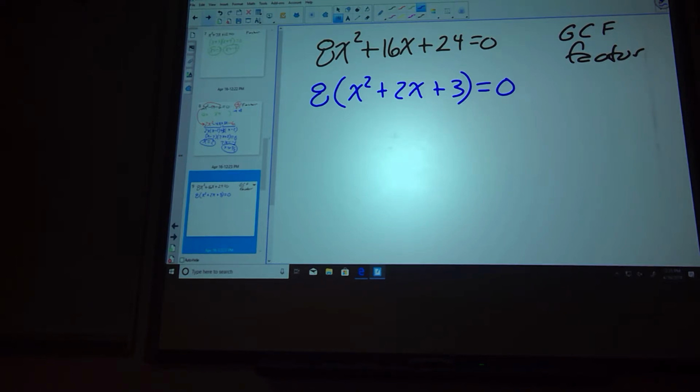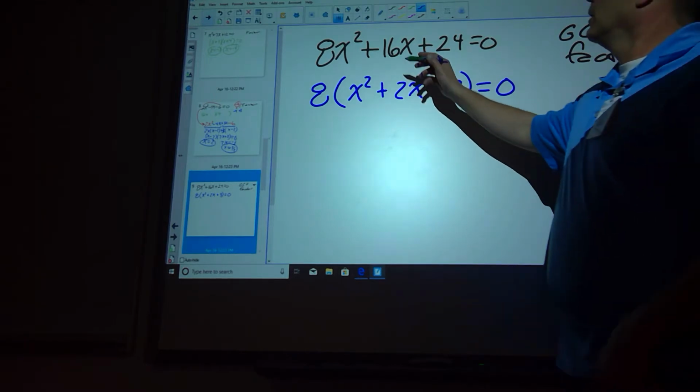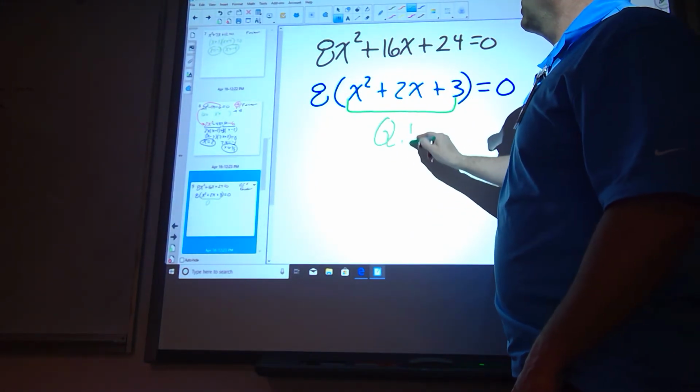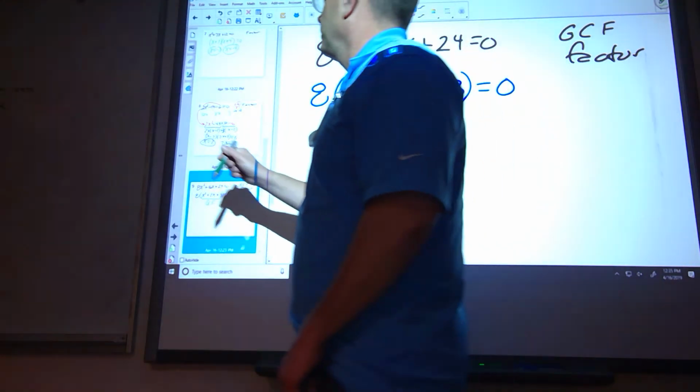Dude, will that not factor? No. I'm sorry, you can't factor this one. So if you can't factor it, you should probably use the quadratic formula. So this might be one for the quadratic formula, but we'll focus more on these in a little bit, okay?